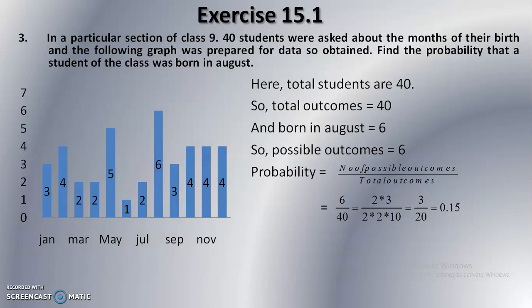It's exercise 15.1 and the third question is in a particular section of class 9. 40 students were asked about the months of their birth and the following graph was prepared for the data so obtained, which means total outcomes are 40. Got it? And we have to find the probability that a student of the class was born in August.